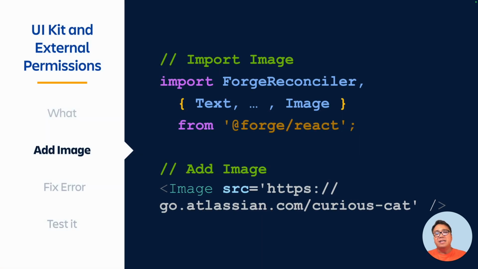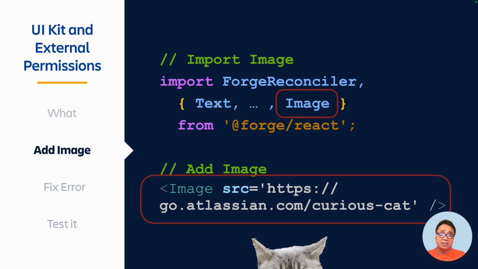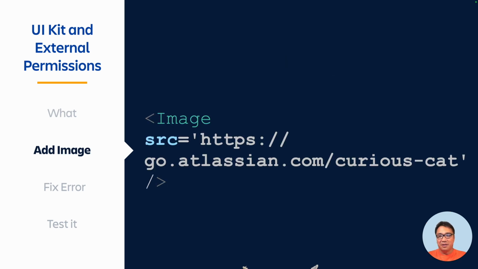First, we need to add the necessary import for the component to be used. So we're going to add Image right there. And after updating the import statement, we're going to add an Image component below the lozenges and text components at the bottom of our JSX output. The URL of the image we're going to load is go.atlassian.com/curious-cat. Okay, let's hop into our editors and make the changes to our code.